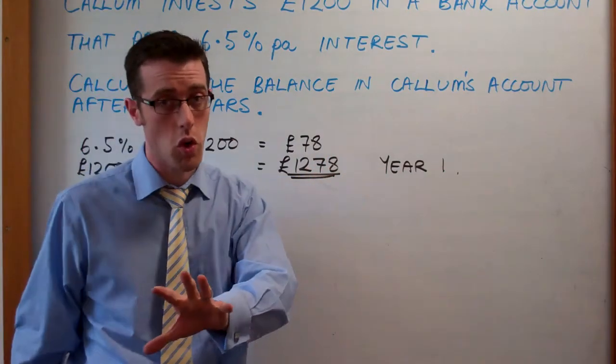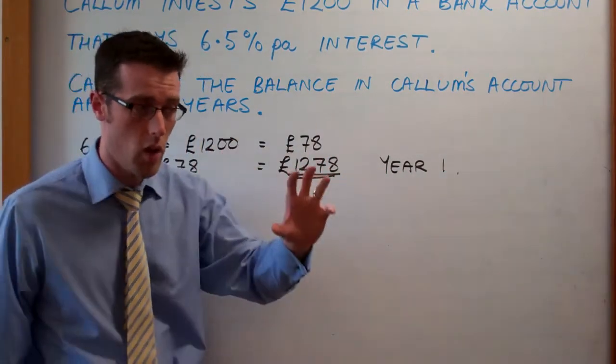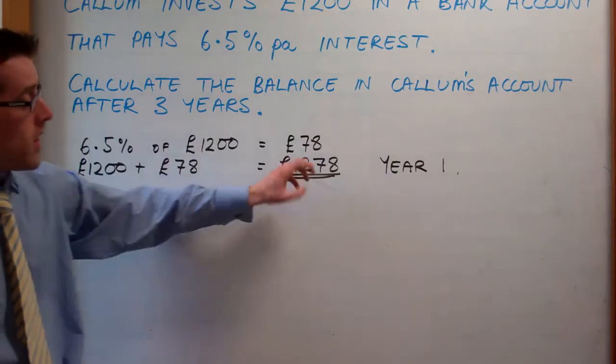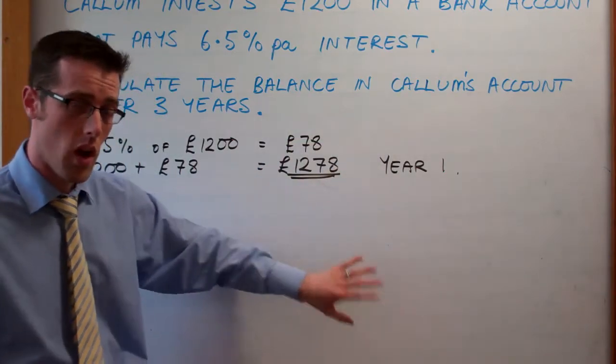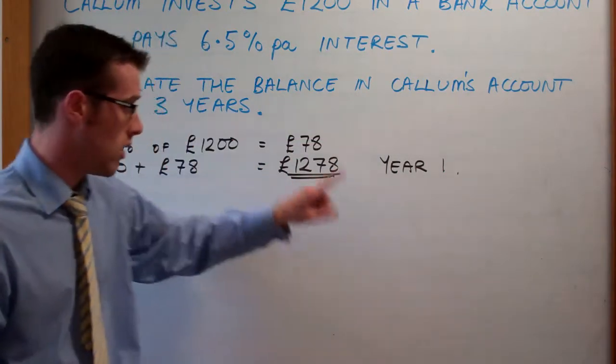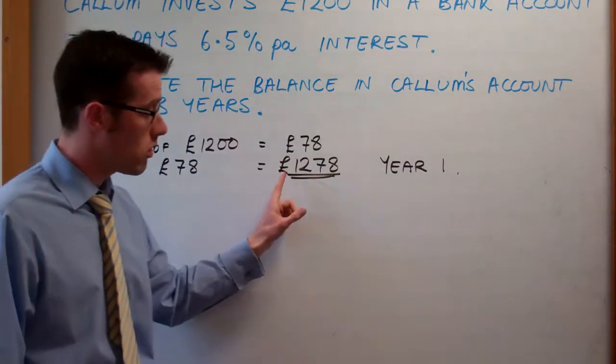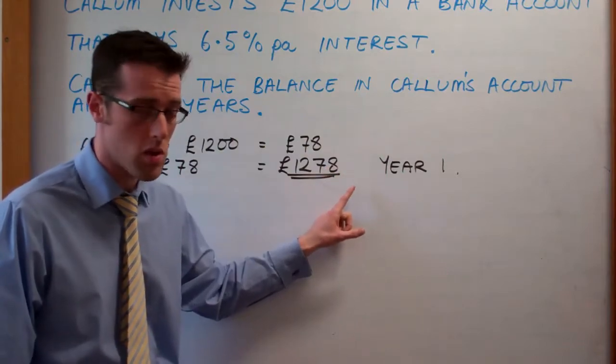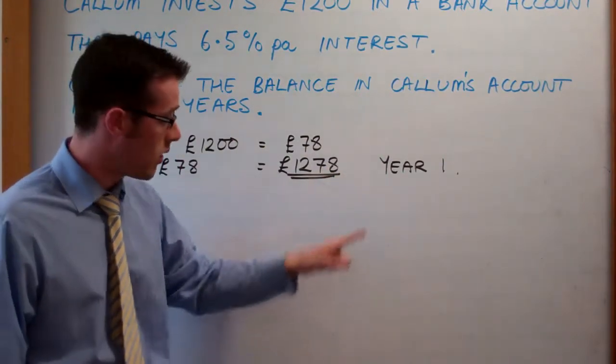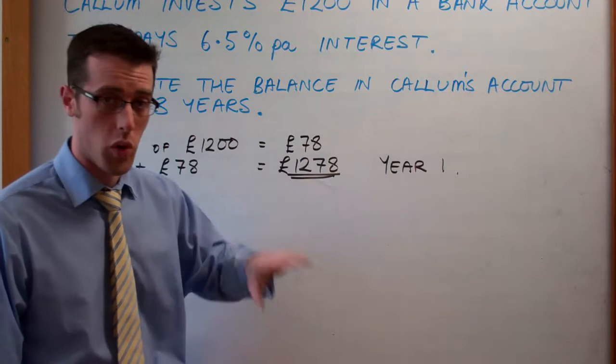Now, this is where compound interest really works. Okay, so the next year, in year 2, it's not going to be 6.5% of 1,200 because he's not got that anymore. He's now got £1,278. So it's going to be 6.5% of this figure that we're going to add on this time.